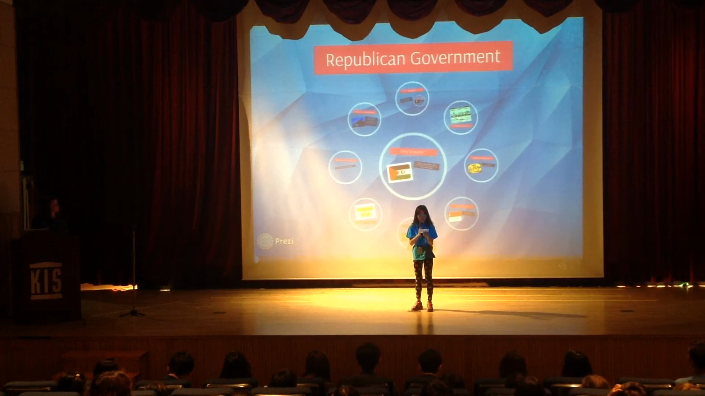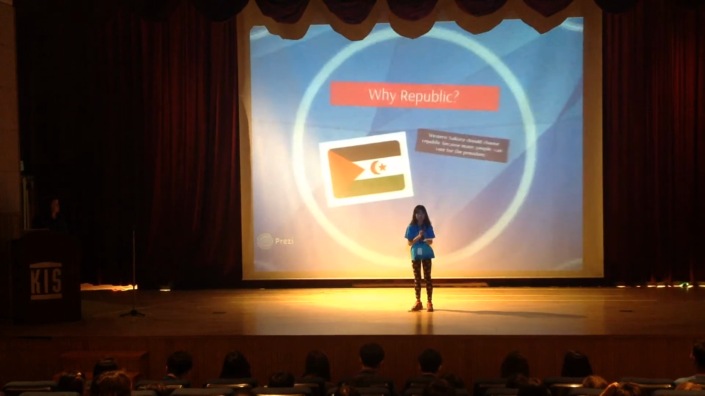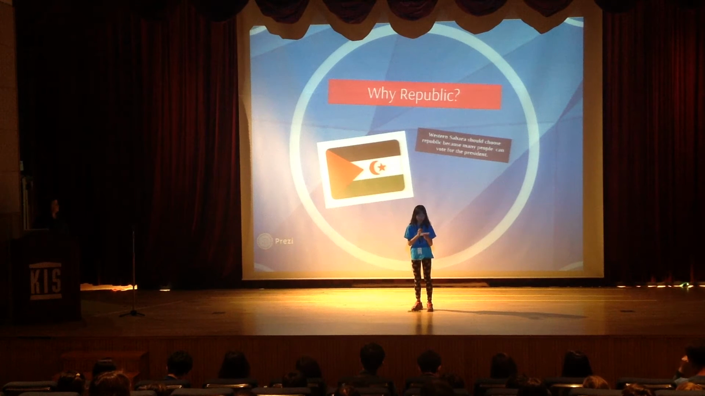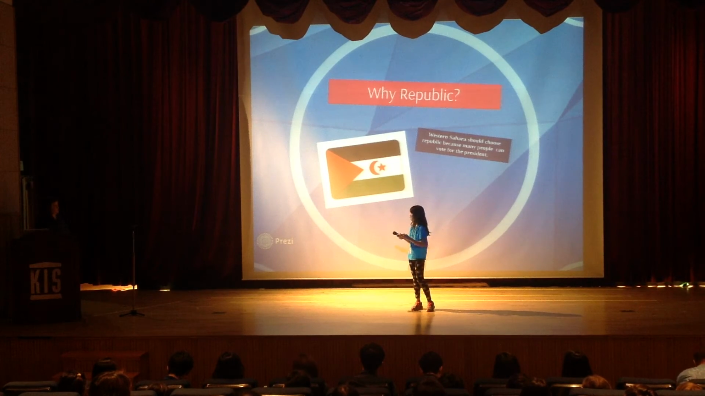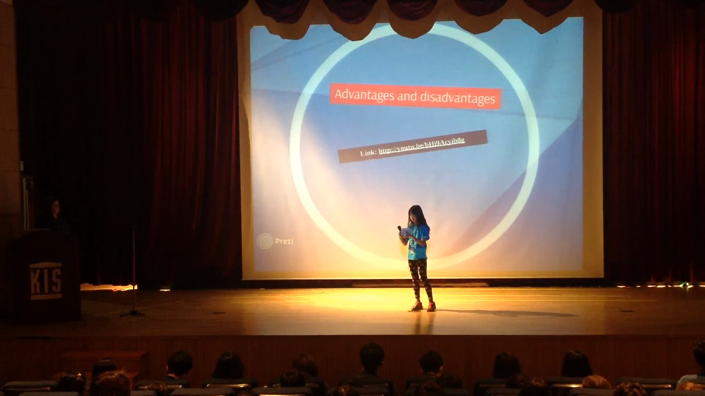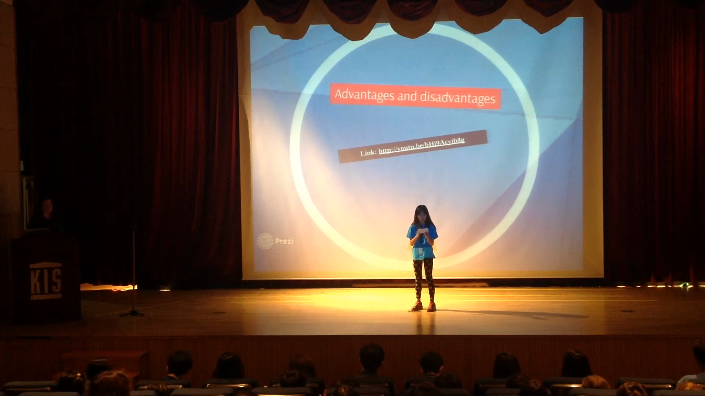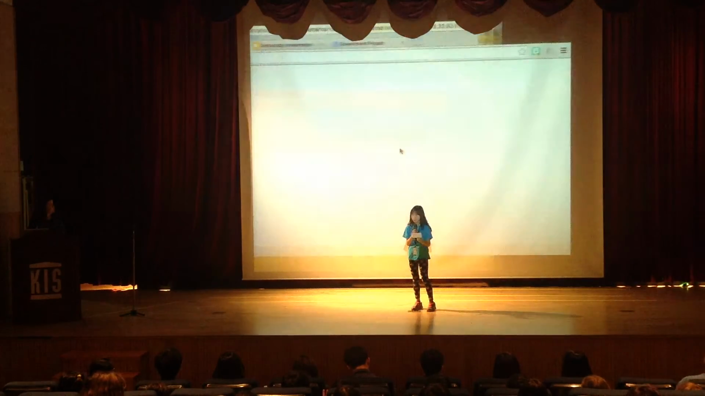Why should Western Sahara choose Republic as their government? Western Sahara should choose the Republican government because many people can vote for the president. This is a video to talk about the advantages and disadvantages.